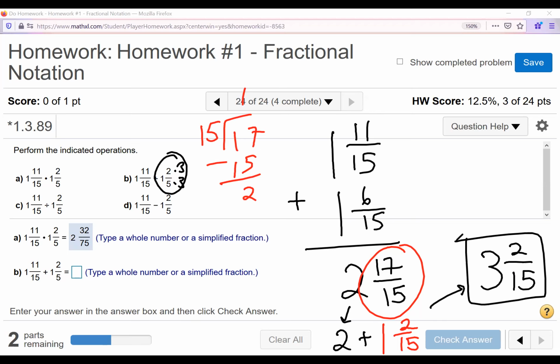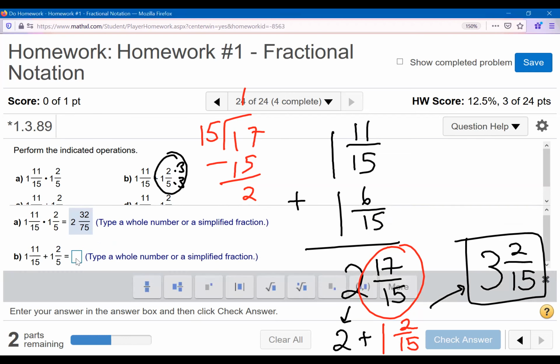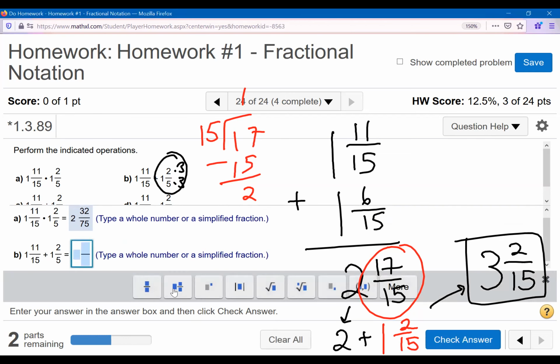Okay. The other option would have been to change each of these into an improper fraction, then get common denominators and add from there. So there's 2 ways to do it. I'm going to just stick with this way for now. So 3 and 2/15. And I'm going to use my little mixed number button here this time. 3, 2, 15.